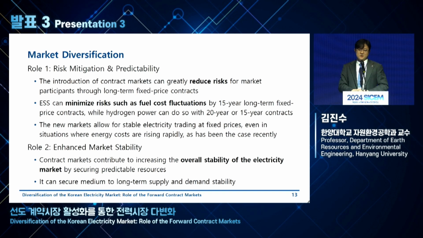And with this market diversification, what kind of effects can we expect? One is risk mitigation, and the second is that we can increase the predictability of the market. Risk mitigation is good and beneficial for business operators because they can set up financial plans more stably, and they can continue to participate in the electricity market with better predictability.